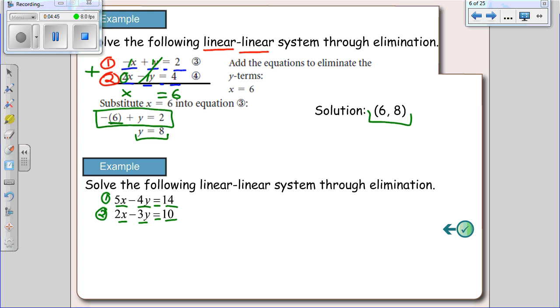Okay, once we have them in the same order, our second step is to get either the x's the same or the y's the same. In this case, the x's are different. There's 5x in the first one and 2x in the second one. And the y's are different. There's 4y in the first one and 3y in the second one. So we have to somehow change these so that they're the same thing. I'm going to work with the x's.